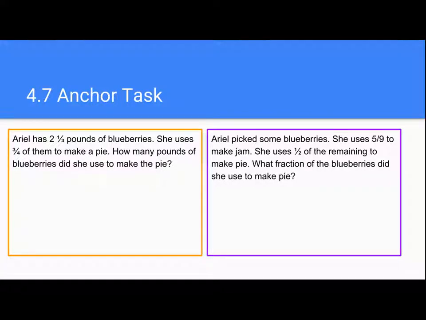Good evening, mathematicians. Tonight we're going to look at two different word problems and think how the wording in the problem can help us to solve them, both with an algorithm and with a model. So let's look at the one inside the orange box.